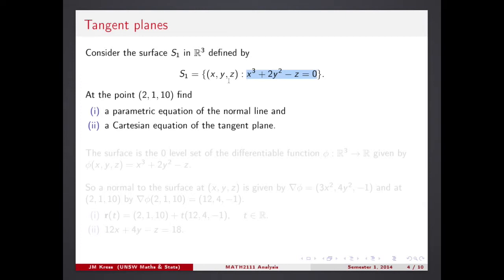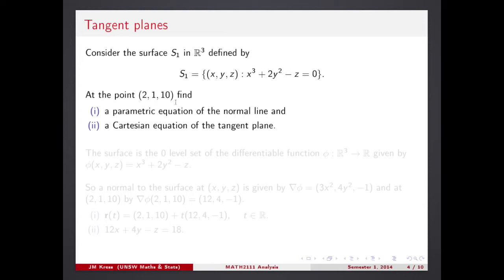So we'll look at what we have to do. That's the point on that graph. We can check this. If you take this now as 2, 1, 10, you take it across here, it should work out correctly. So 2 cubed is 8, plus 2 take 10 is 0. It works. So it's a point on this graph, or on this level surface. We need to find the parametric equation of the normal line and the Cartesian equation of the tangent plane.